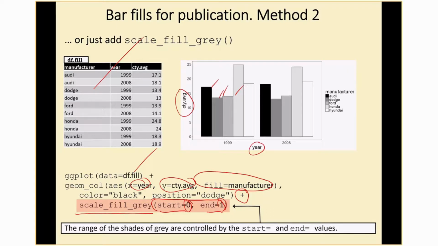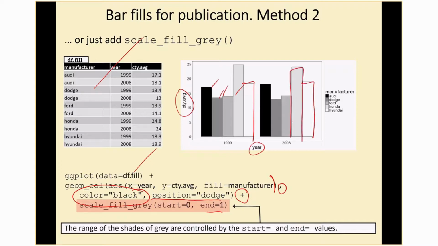As before, however, if I think about my aesthetic mapping, and it's open and it's closed parenthesis there, outside of that, as an option, I'm going to set the color equals black. Setting the color equals black is going to put a black border on all these columns so that I can see this one here, that is white.